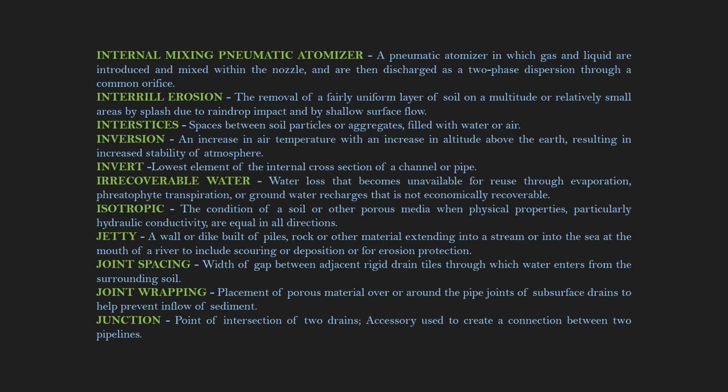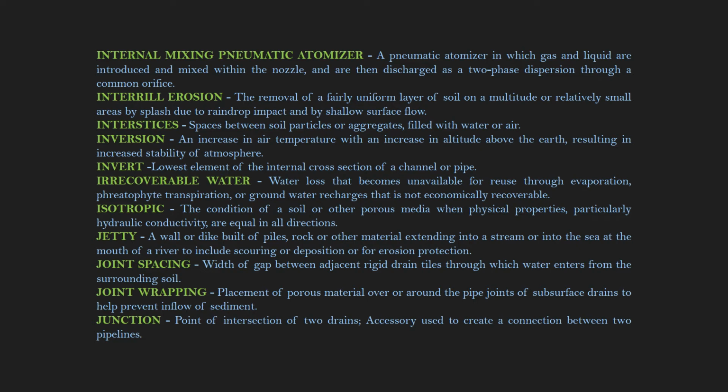Interrill erosion: the removal of a fairly uniform layer of soil on a multitude of relatively small areas by splash due to raindrop impact and by shallow surface flow. Interstices: spaces between soil particles or aggregates, filled with water or air. Inversion: an increase in air temperature with an increase in altitude above the earth, resulting in increased stability of the atmosphere. Invert: lowest element of the internal cross-section of a channel or pipe.